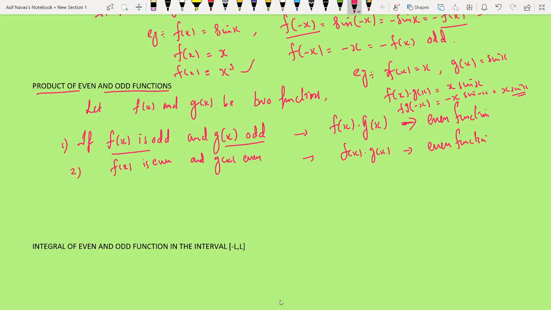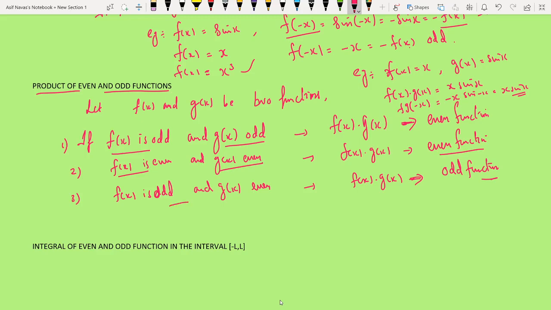And what about the third case? If f of x is odd and g of x is even, that means one of them is odd and the other one is even, then what can you tell about f of x into g of x? Is it an odd function? So that's very important. If you have f of x and g of x two functions, odd into odd, you will get an even function. Even into even, you will get an even function. Odd into even, you will get an odd function. Similarly, even into odd, you will get an odd function.